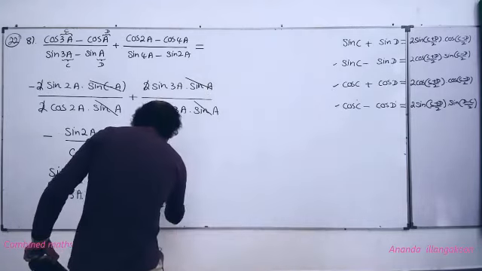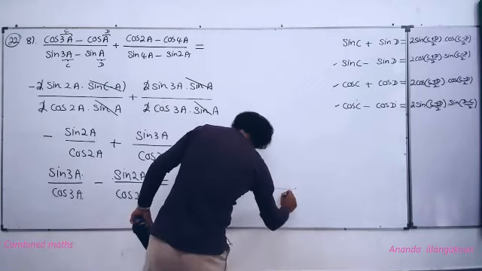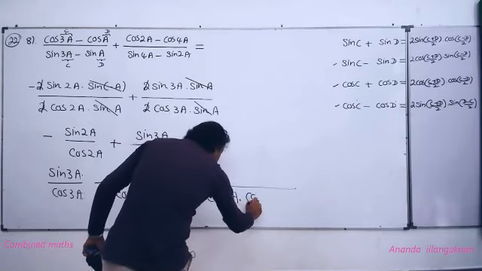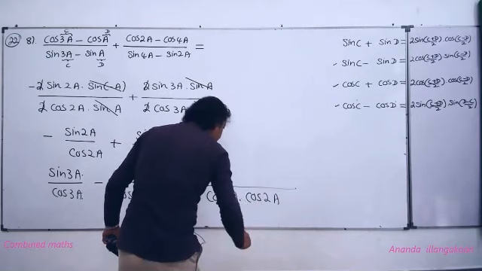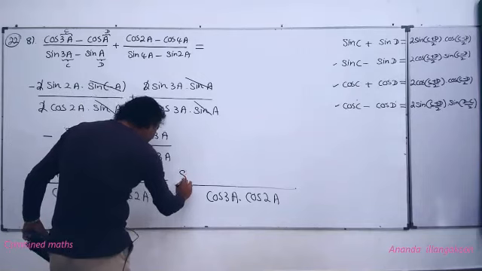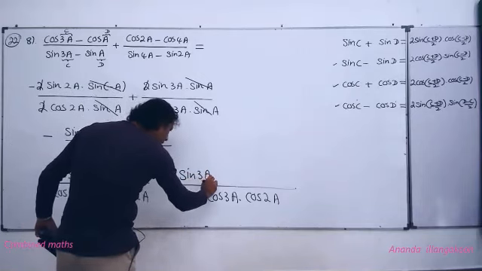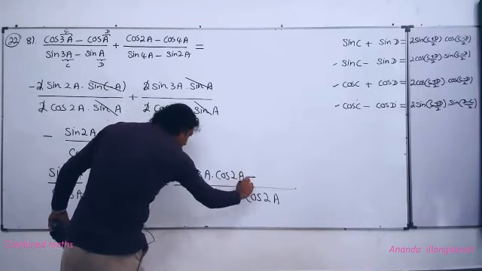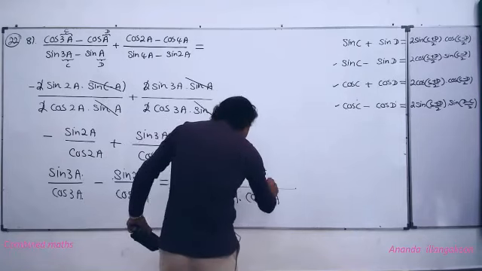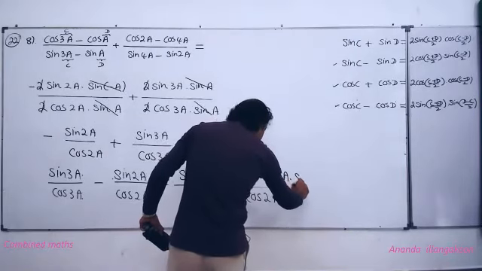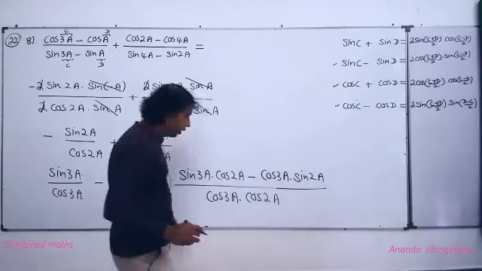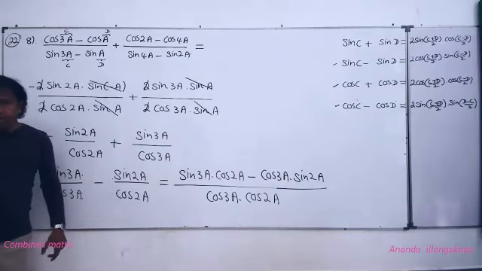Right, this is now cos 3a times cos 2a. Then this and this we can multiply, sin 3a cos 2a minus cos 3a sin 2a. Right. Now we have come up to this. I think you can clearly understand that.